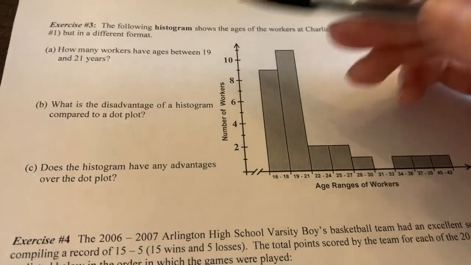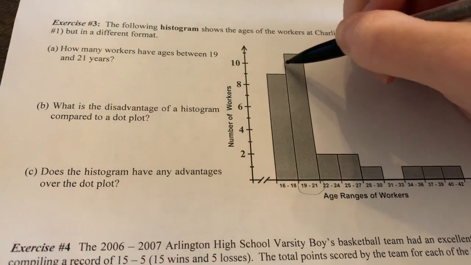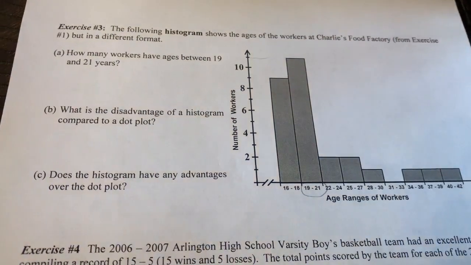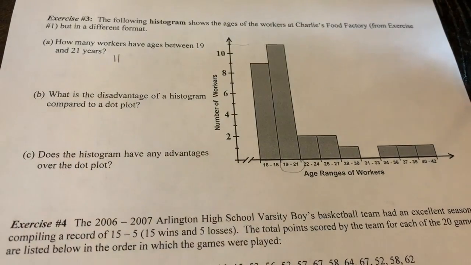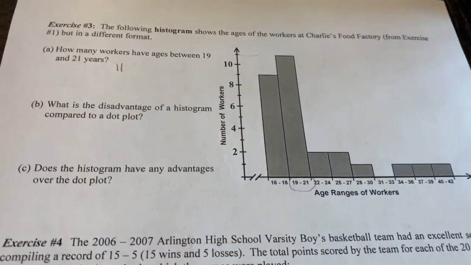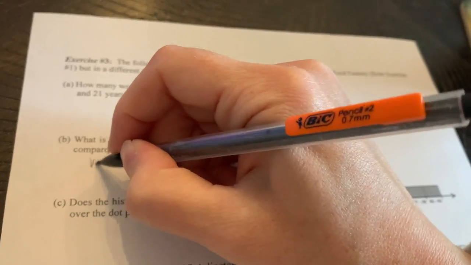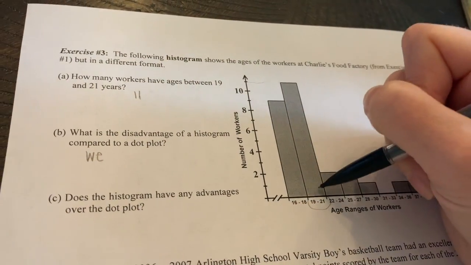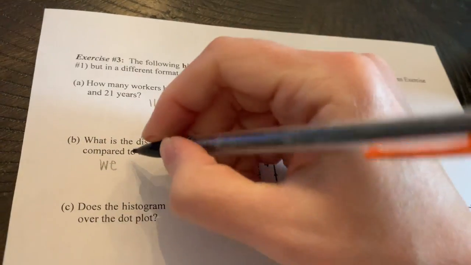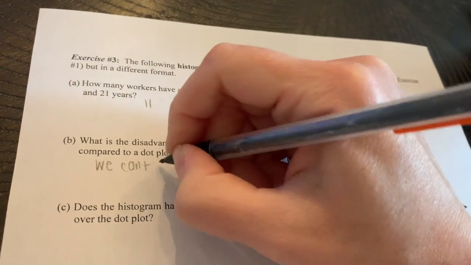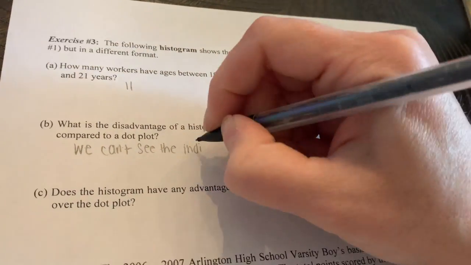So in this case, how many workers have ages between 19 and 21? So you go to the 19-21 range and you go up here and you can see that it's 11. Now, what is the disadvantage of a histogram compared to a dot plot? We can see the ranges, but we can't see the individual data values, right? We can't see how many of each number there are. So maybe it's 19 to 21, but maybe they're all 21 years old, right? So you can't see the individual data values. We can just see the grouping that it's in.